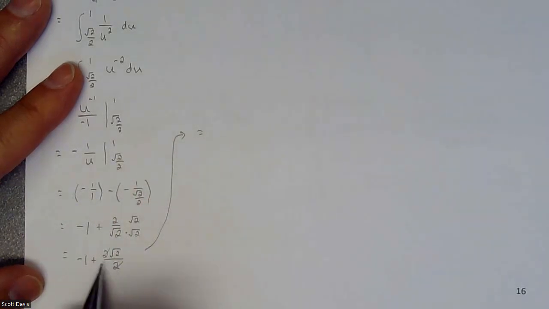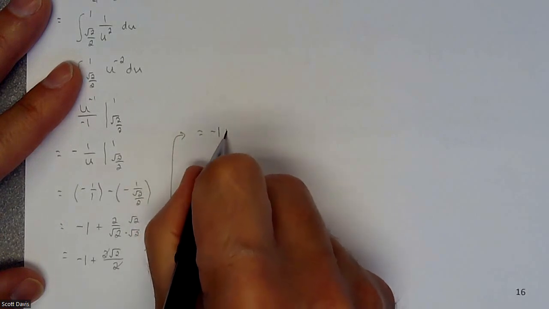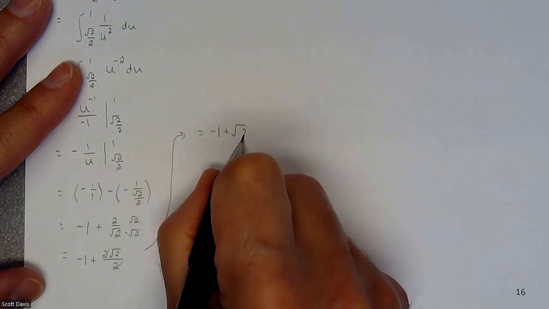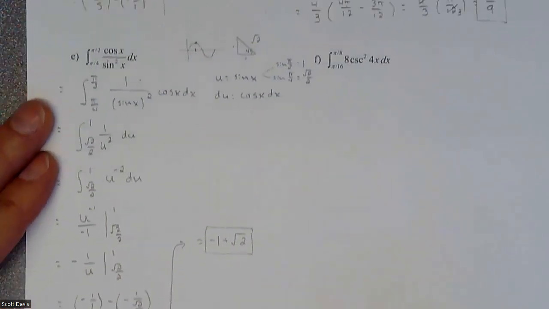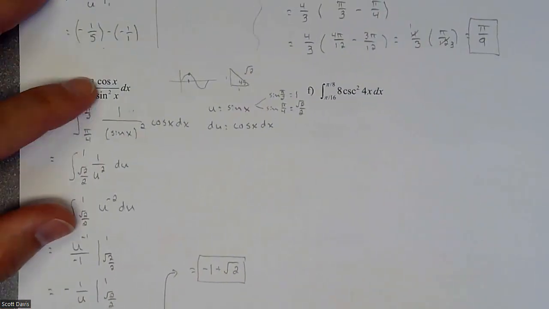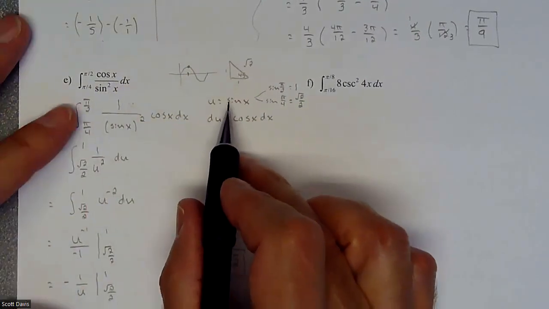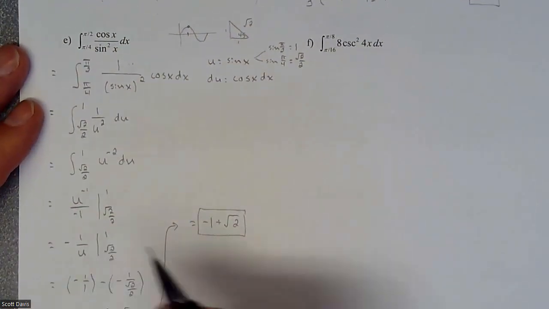And so we would get a -1 plus √2. And that would be our area under that curve. So trig actually, once you subbed out your u's, ended up becoming something that wasn't a trig.